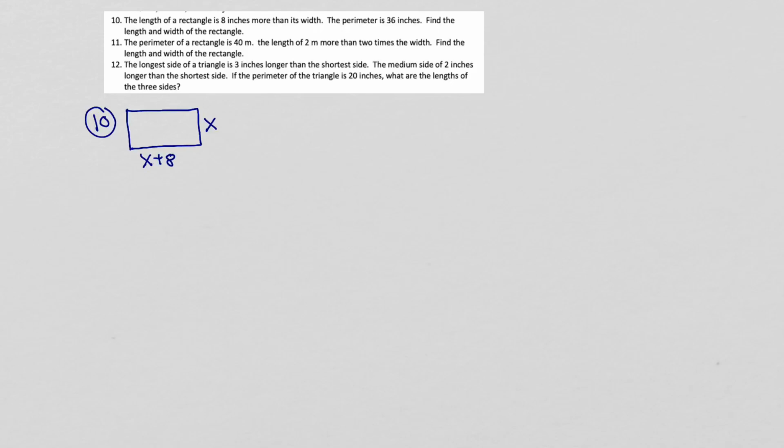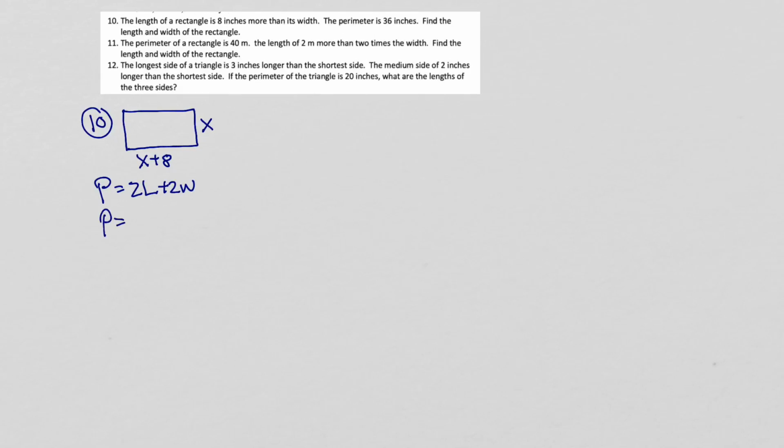And now we're also told that the perimeter is 36 inches. So we know that the perimeter of a rectangle is 2 lengths plus 2 widths. It's just this plus this plus this plus this, but that's 2 lengths and 2 widths. And now all we have to do is just substitute into this formula. So we're going to have P is equal to 2 lengths, but the length is x plus 8, so we'll get 2 of those plus 2 of the widths, and the widths are x's, right?